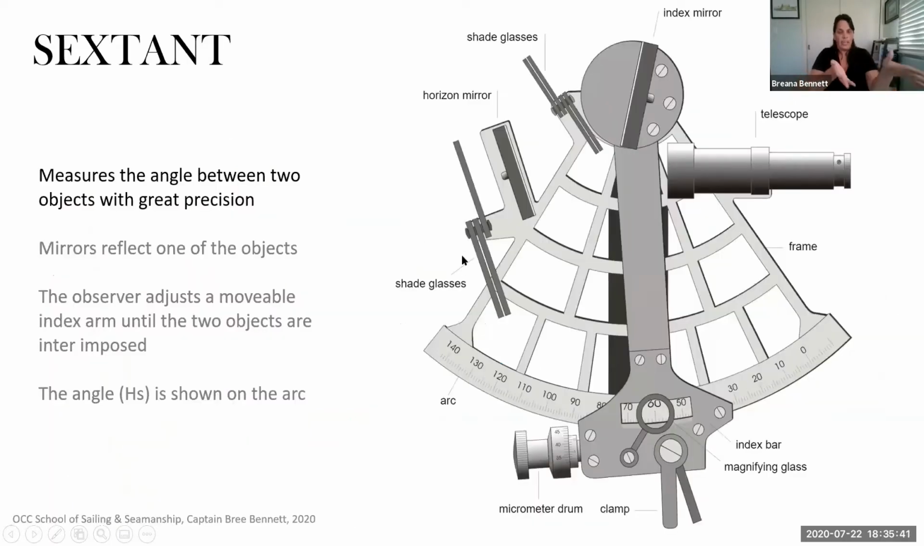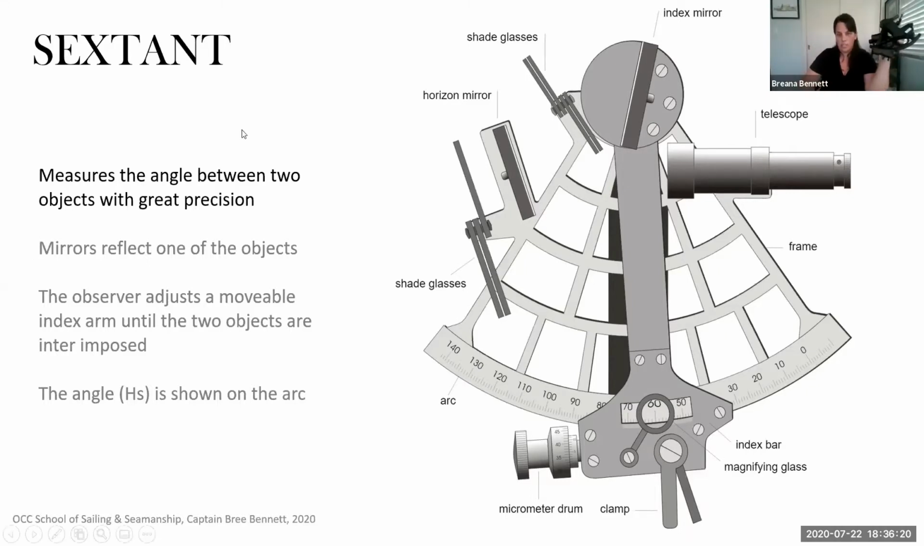So what is a sextant and what do we do with it? It's basically an instrument that has really good precision at measuring the angle between two objects. So the sextant itself is kind of like the point, and then the angle between two objects is going from the sextant itself. So it's just a very precise measurement of the angle between two different points.